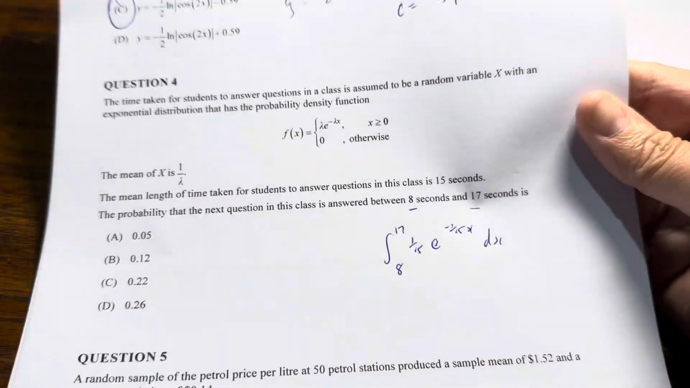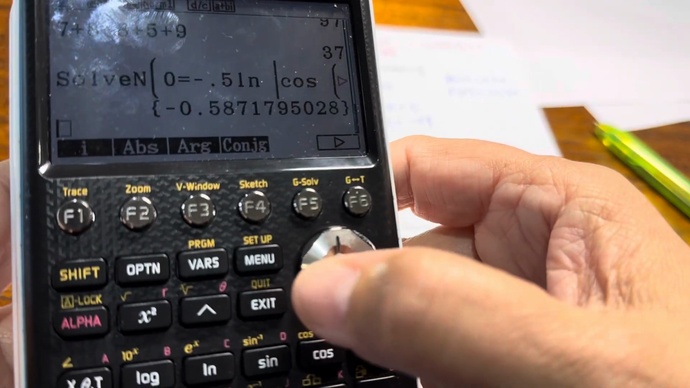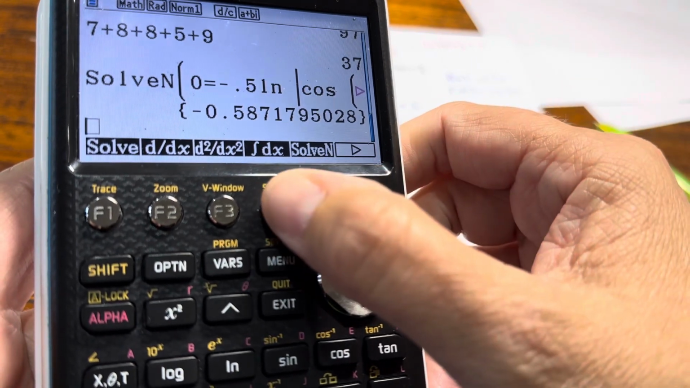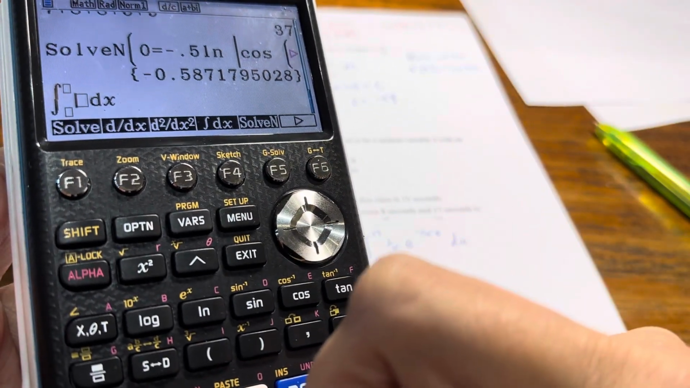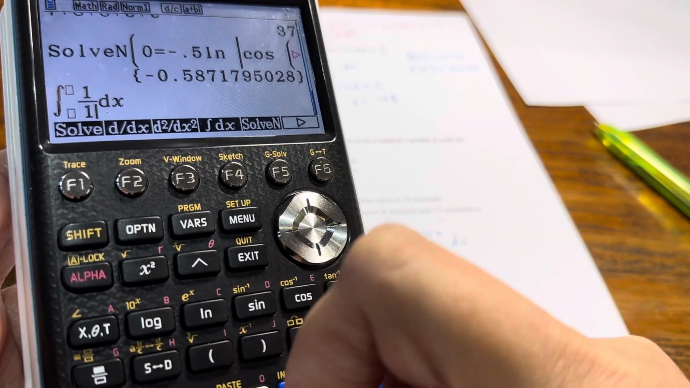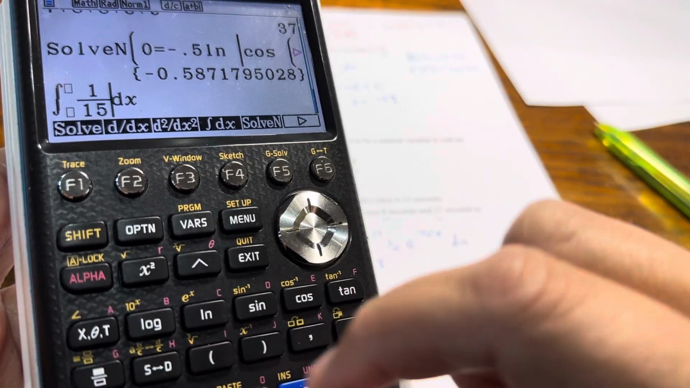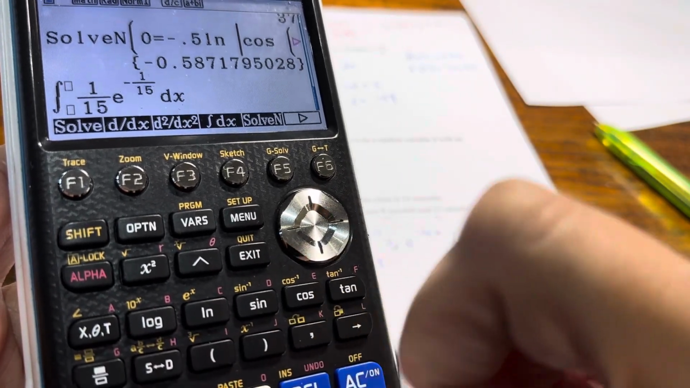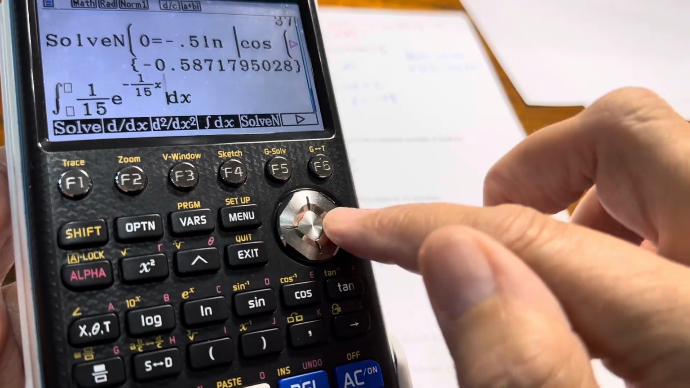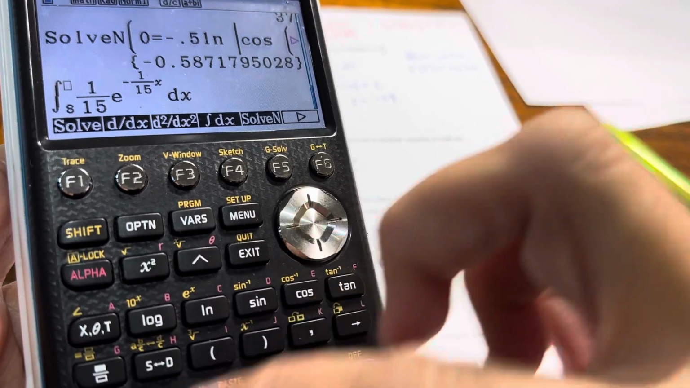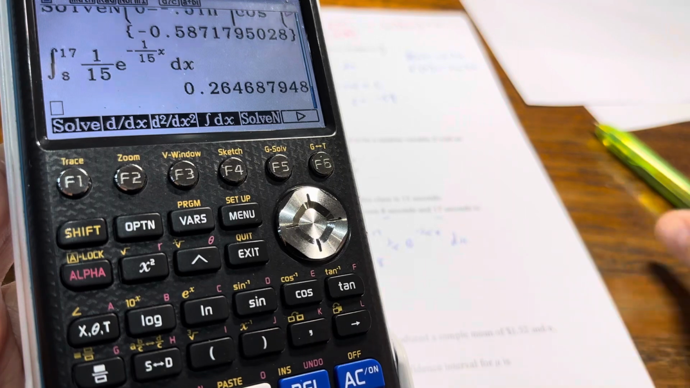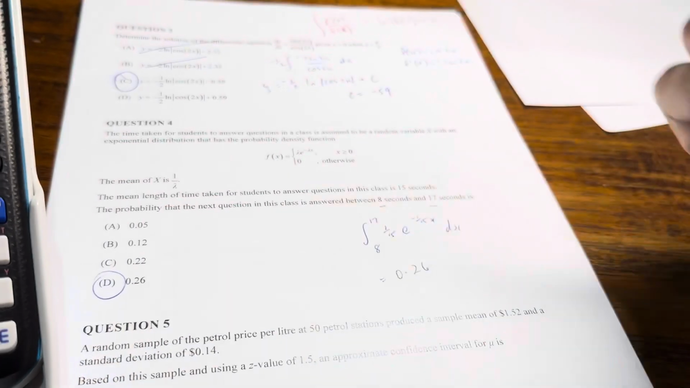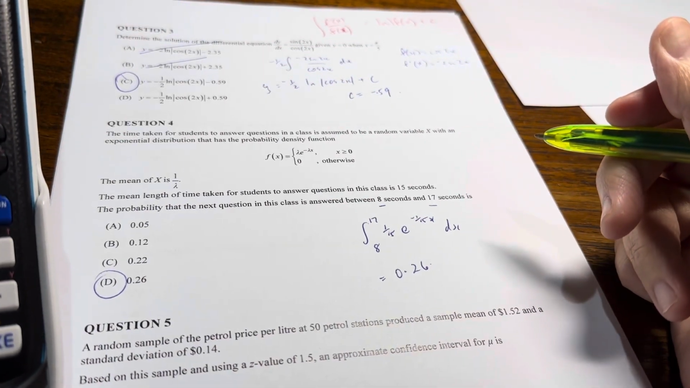So we just need to enter that into our calculator. I'm going to exit back out, and calculate the integral of 1/15 e to the negative 1/15 times x between 8 and 17. Execute, and I get 0.26. So that is answer D, my correct answer.